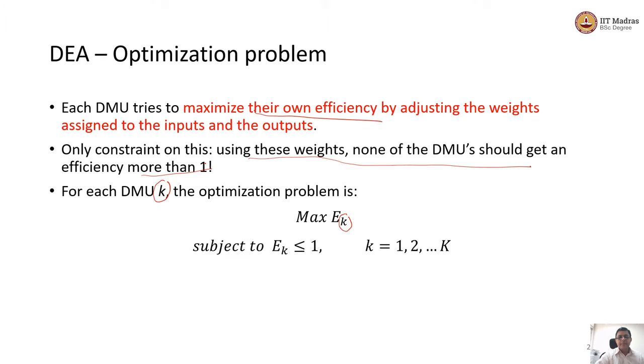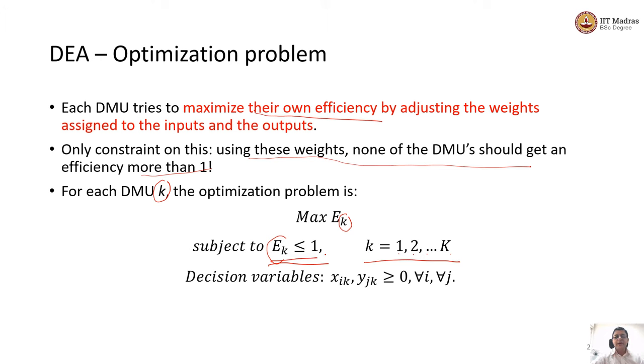So how do you write that constraint mathematically? You say that the efficiency value for DMU number 1, for DMU number 2, for DMU number 3, for DMU number k, where this DMU will also be there, everybody should get an efficiency of less than or equal to 1. That's the constraint. How many such constraints will be there? There will be capital K such constraints. If you have 5 sales offices in your data set, you are going to get 5 such constraints for every DMU trying to solve this problem. Every DMU will say that, using my weights, none of the DMUs, including myself, should get an efficiency of more than 1.